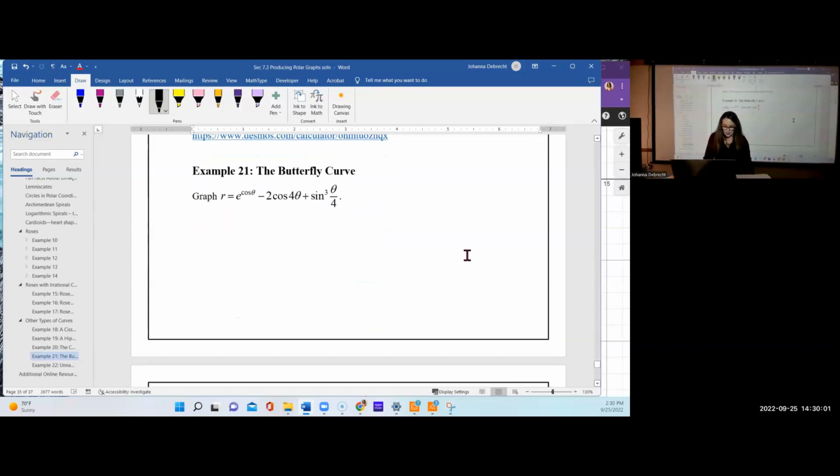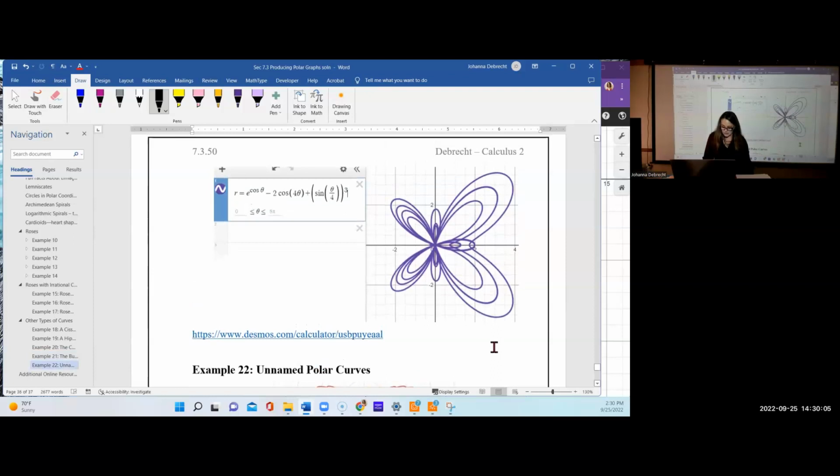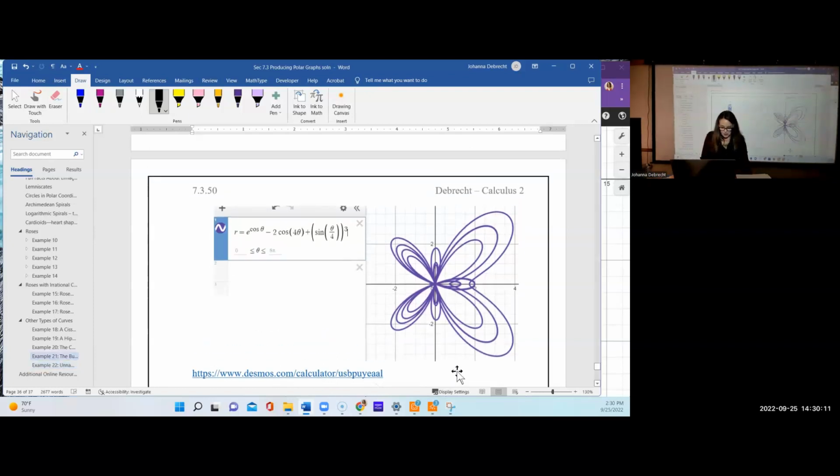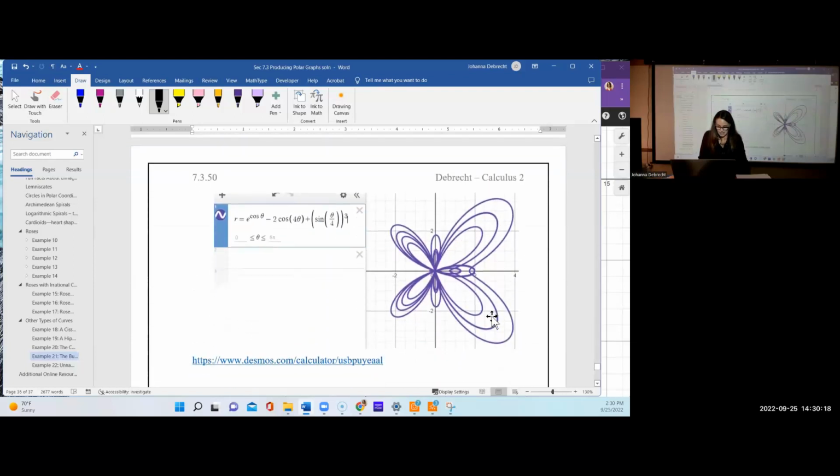Now the butterfly curve is a really fun curve to look at. And this is the butterfly curve, which does look like a butterfly. All right, so I gave the equation for it up here. If you want to try that on your graphing calculator in Desmos, this is the well-known butterfly curve.